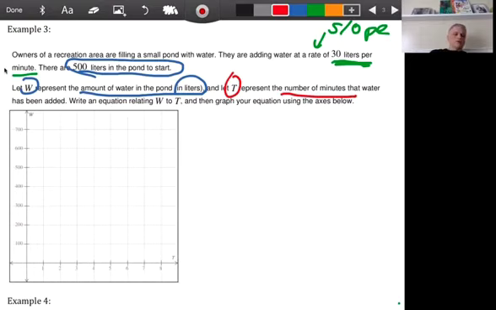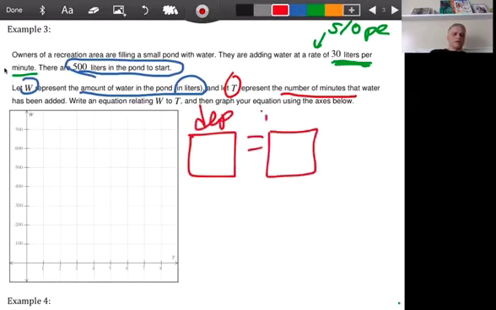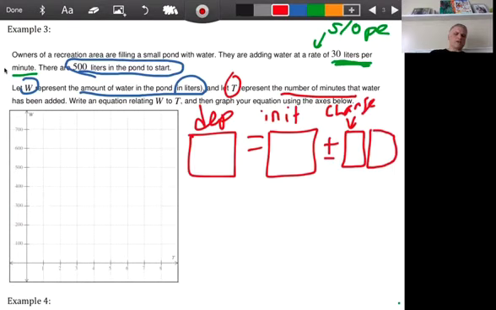So we have our dependent variable equals our initial amount, right, plus or minus, depending on whether it's an increase or a decrease, my rate of change times my independent variable. Okay, my dependent variable equals my initial amount plus or minus the change, the rate of change times the independent variable.